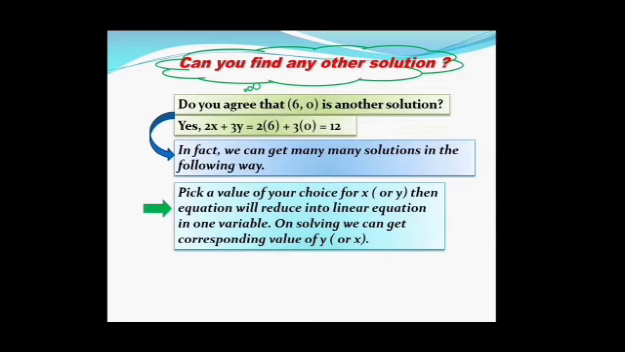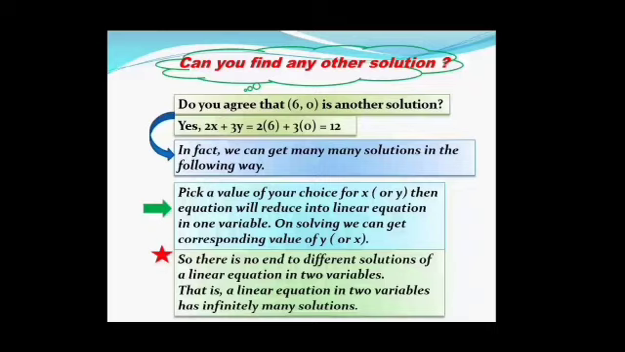Pick a value of your choice for x or y, then the equation will reduce into a linear equation in one variable. On solving, we can get the corresponding value of y or x. So student, there is no end to different solutions of a linear equation in two variables. That is, a linear equation in two variables has infinitely many solutions. This is a very important statement.